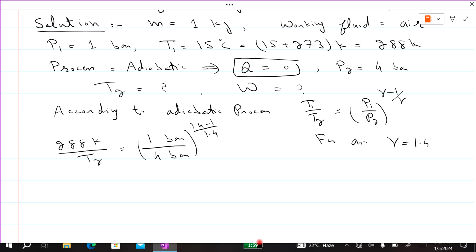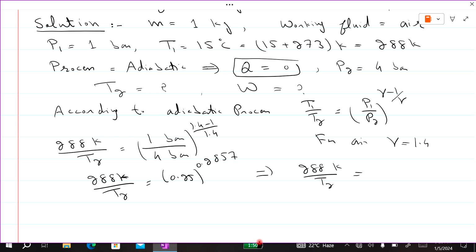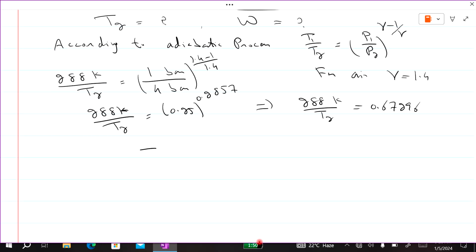So 288 Kelvin divided by T2 is equal to 1 by 4 is equal to 0.25, and simplify this equation. 1.4 minus 1 divided by 1.4 is 0.2857. So 288 Kelvin divided by T2 is equal to 0.67296. So this implies that T2 is equal to 428 Kelvin.